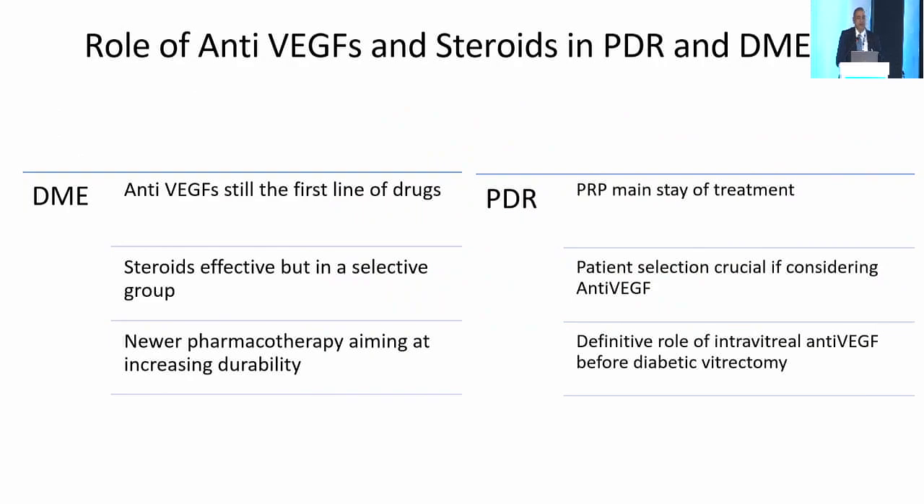So just to summarize, for diabetic macular edema, anti-VEGF still is the first-line drug. Steroids are effective but in a very selective group. The newer pharmacotherapies are all increasing durability, and we will soon see our patients visiting us less often. In PDR, PRP still is the mainstay of treatment. Patient selection is crucial if you are considering anti-VEGF as monotherapy, and there is definitely a role, which I have not covered, before diabetic vitrectomies, where we do give anti-VEGF. It has a definitive role.